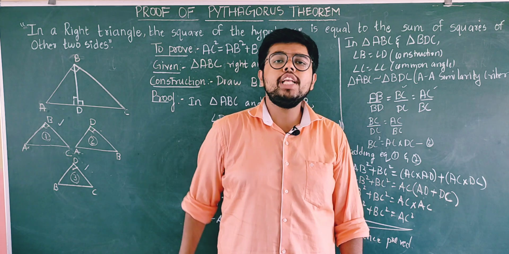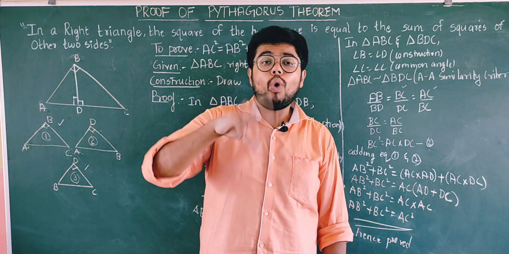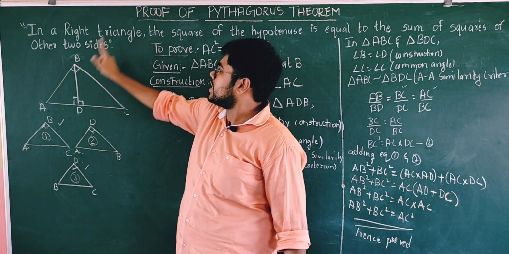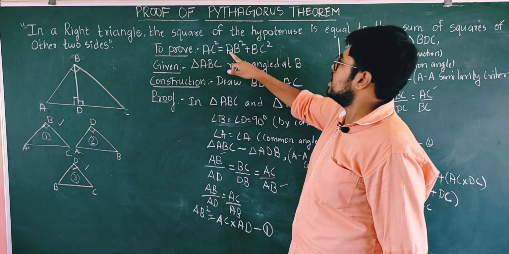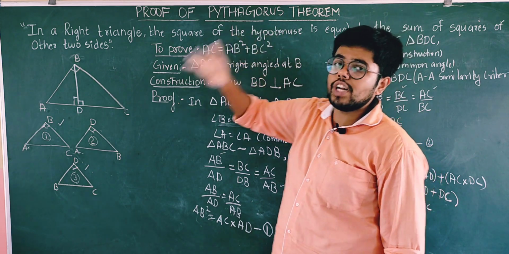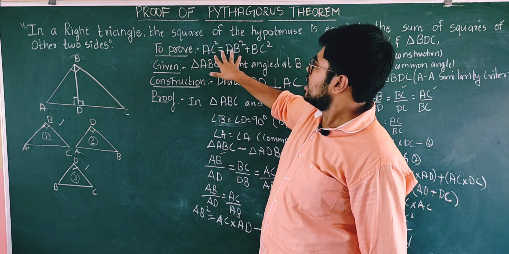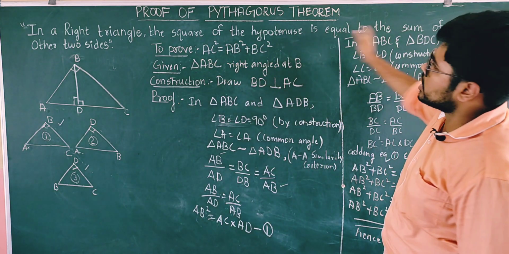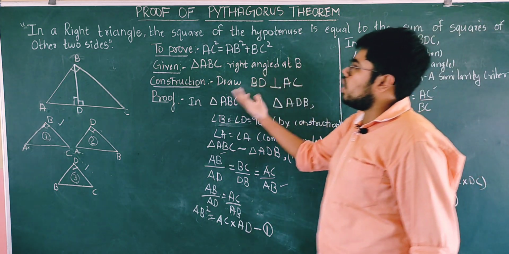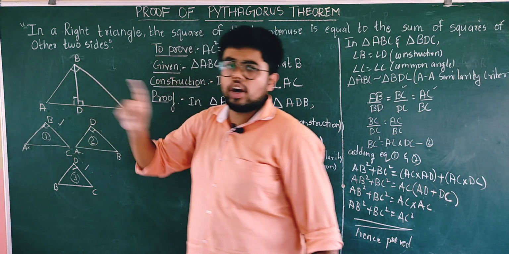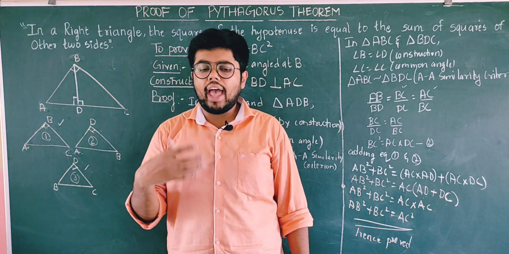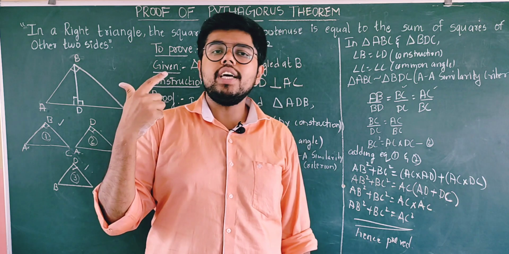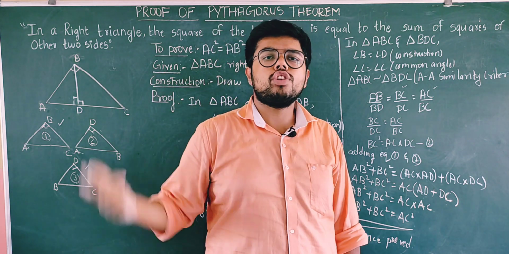In the next video, I will bring the proof of the converse of the Pythagoras theorem. What is the converse? Here, it is already mentioned that it is a right angle triangle, and we need to prove this statement. In the converse, they will give AC square is equal to the sum of the squares of the other two sides, that is, the square of the hypotenuse. We have to show that the triangle is a 90 degree triangle. It is just the opposite of what we are studying now. So we will come back in the next video with the converse of the Pythagoras theorem.